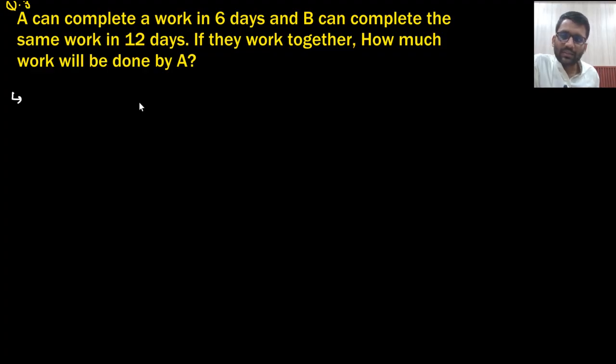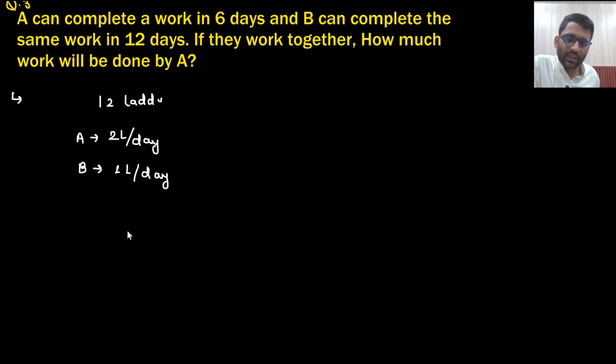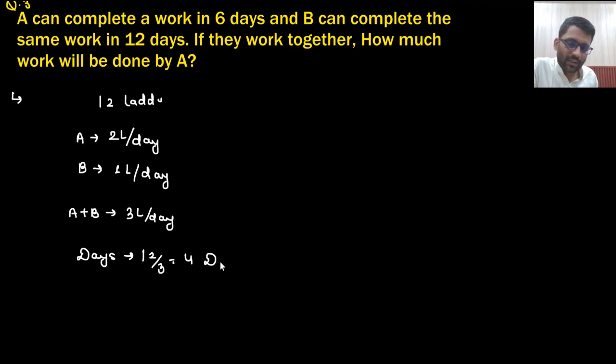Okay. So 6 and 12. Sorry, the LCM of 6 and 12 will be 12 only. So the task is eating 12 laddu. A can complete the work in 6 days. That means A is eating 2 laddu per day. And B is eating 1 laddu per day. Both A and B are working together. That means 3 laddu per day are being eaten. And to complete the whole work, how many days will they take? 12 by 3. That means 4 days they will take.